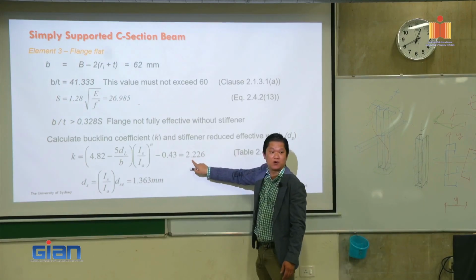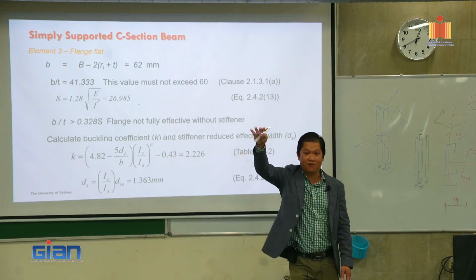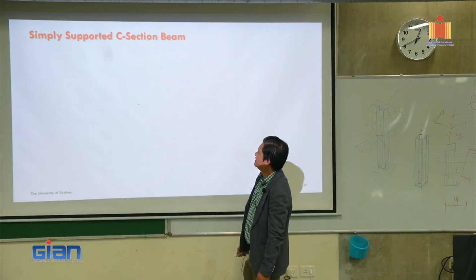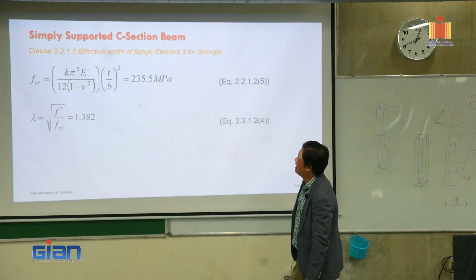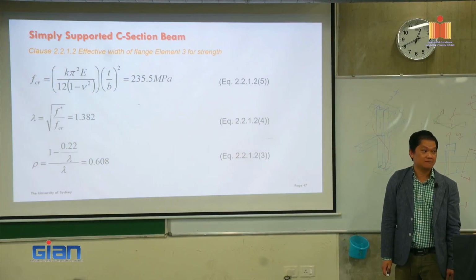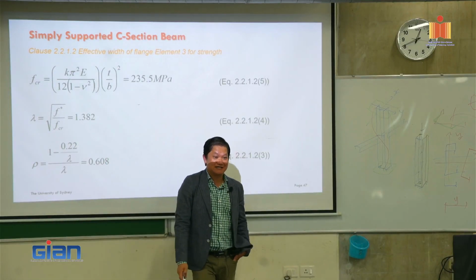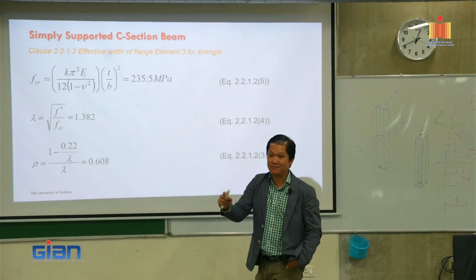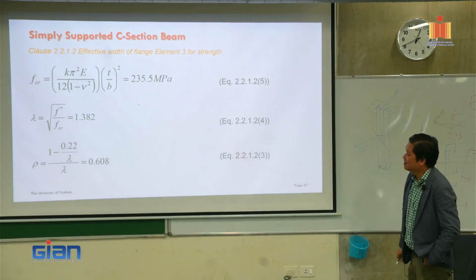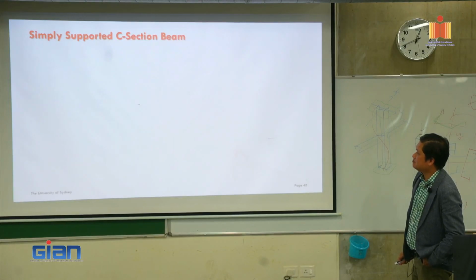And K here is 2.26, right? It's in the middle somewhere between 0.43 and 4. And then we can calculate DS, and then eventually we can calculate the rho, how many percent of the top flange is effective. And you can see here, only 60%, 61% is effective. So we have to remove about 40% of area, which is not good. All right, so this is based on effective width. We can calculate that.